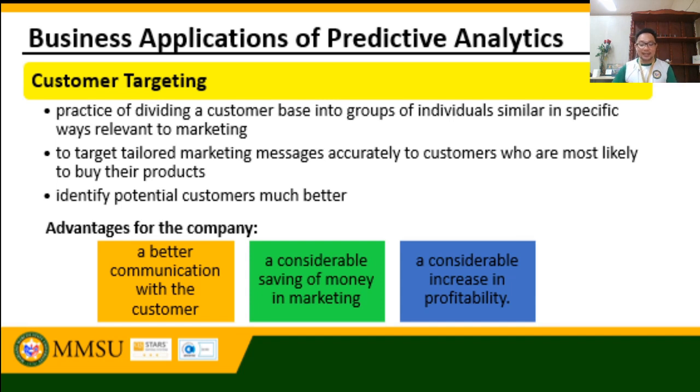Now, the advantages for the company are, number one, a better communication with the customer. Number two, a considerable saving of money in marketing. And number three, a considerable increase in profitability. Now, an example here is related to direct marketing campaigns of a bank institution, wherein the goal is to predict which client will subscribe to a term deposit. So that's a specific example.